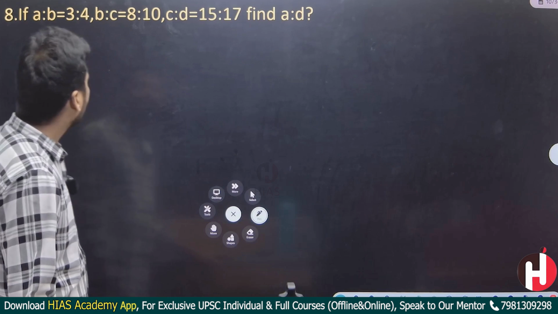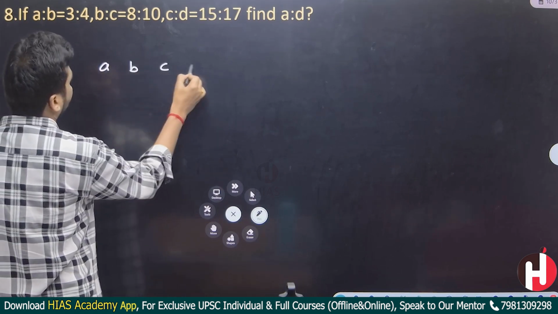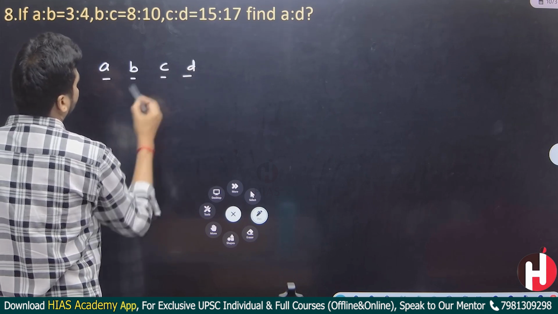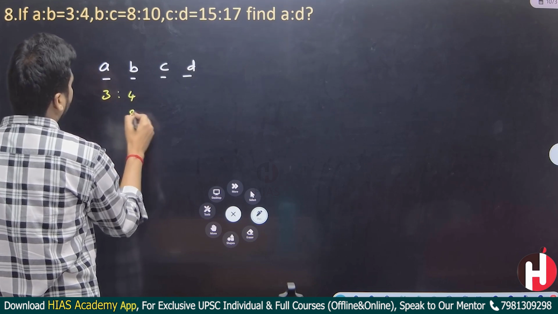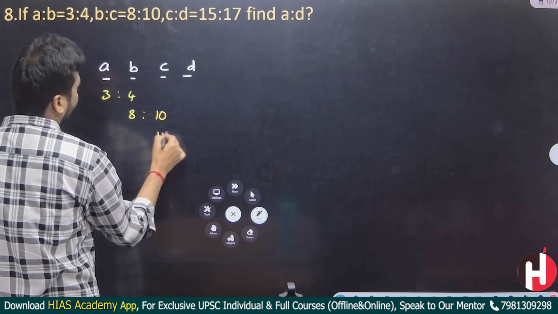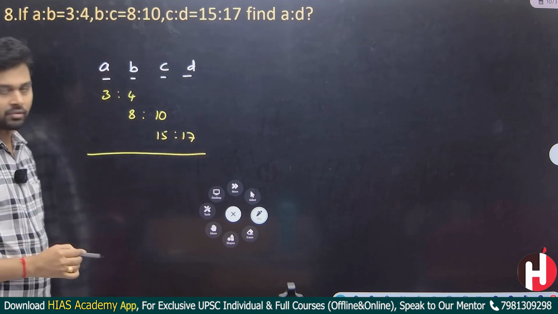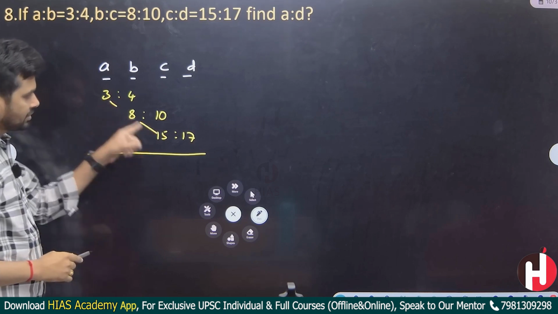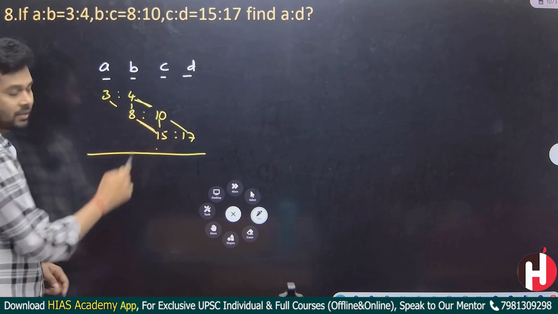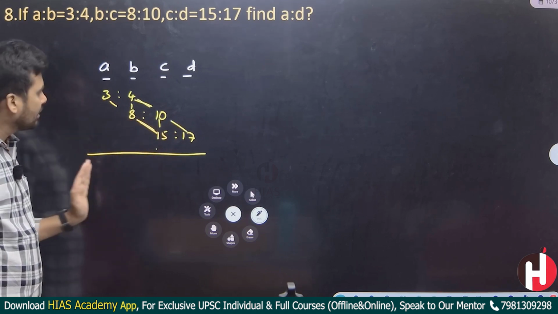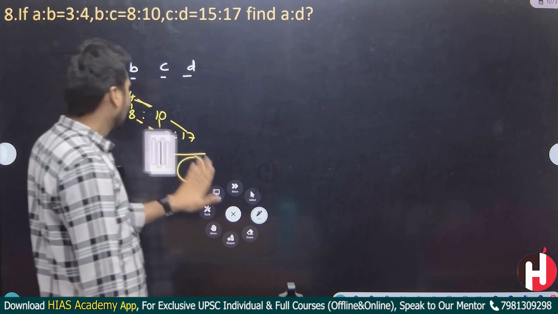See here, one method is that A, B, C, D. A value is what? 3 is to 4. B value is equal to what? 8 is to 10. C is to D is what? 15 is to 17. So from this you find A is to B is to C is to D. First term is the product of all these values. Second term is the product of all these values. Third term is this. Fourth term is this. In this we require only the first term and the last term. That is your answer. That is one method.